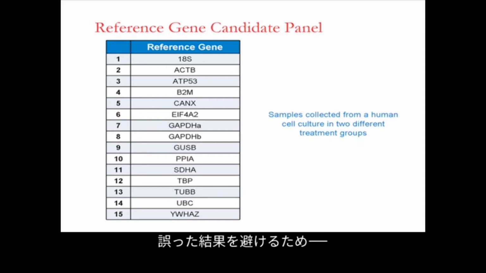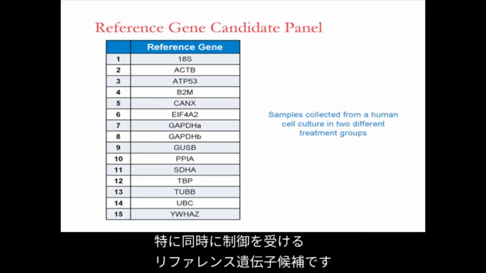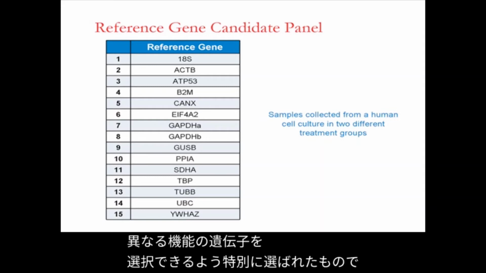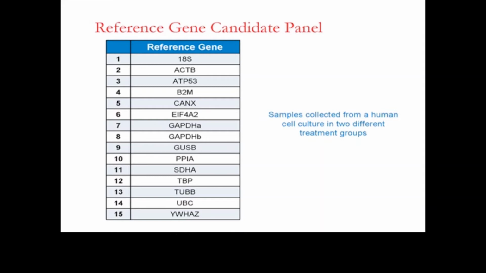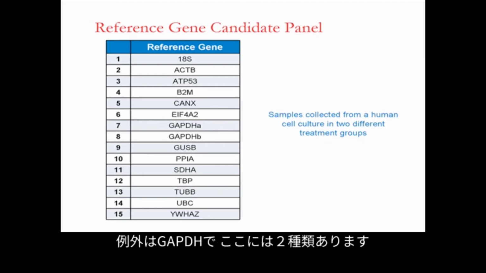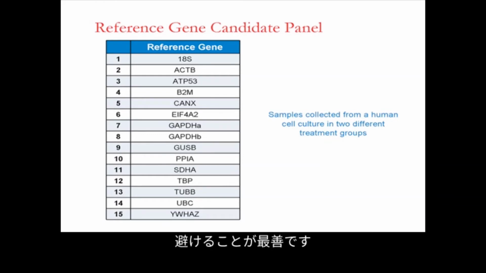To avoid misleading results, it is therefore prudent to avoid regulated reference gene candidates, and in particular co-regulated reference gene candidates. The list of reference gene candidates shown here was specifically chosen to select genes that belong to different functional classes, which reduces the chance that genes may be co-regulated. A notable exception is GAPDH, that is here present in two versions. As we will see in this example, it is of no consequence for our analysis, but best practice is to avoid multiple entries of genes that may be suspected of being co-regulated.